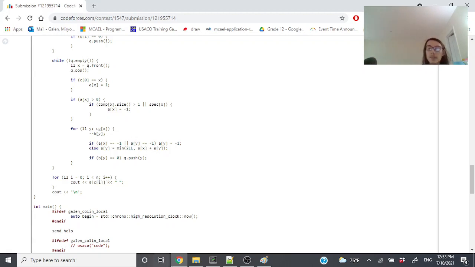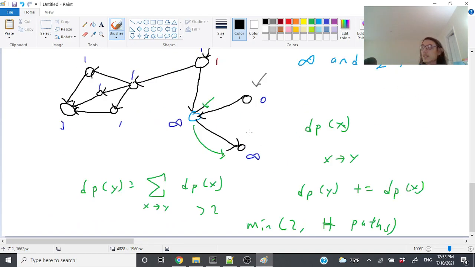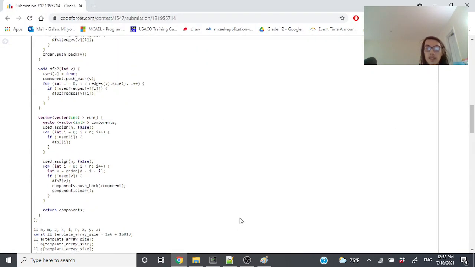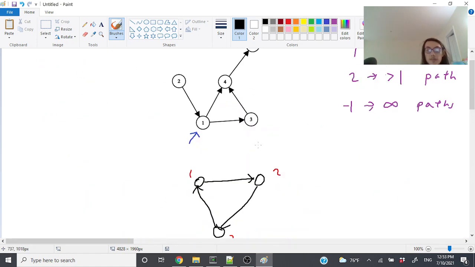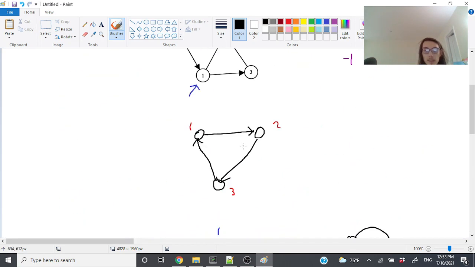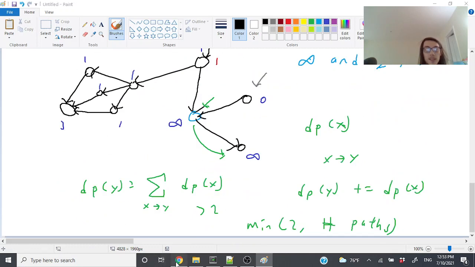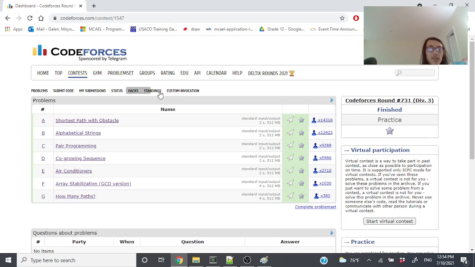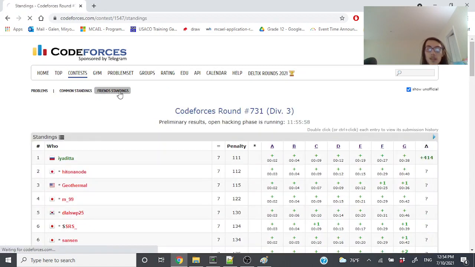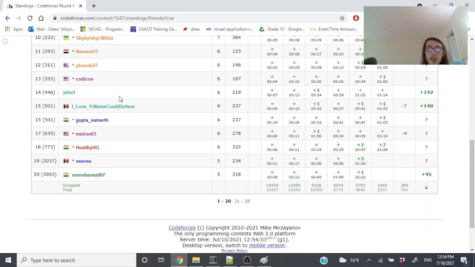So again, we're doing this DP on the condensation graph because then it's a directed acyclic graph. The condensation graph is where every SCC is compressed into a single node. And yeah, that's the idea. It's fairly standard, I guess. I'm not good at implementing these kind of things. I never have been, so yeah, that's just kind of how it is.